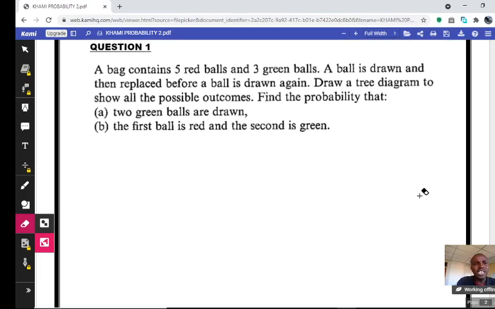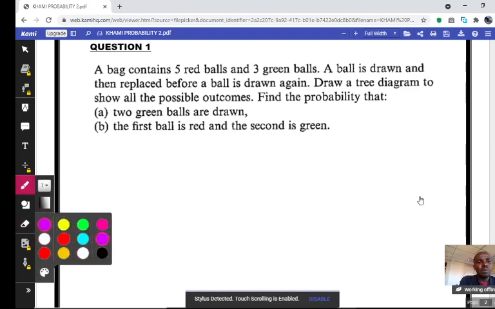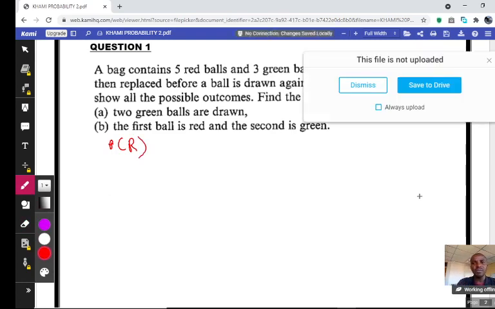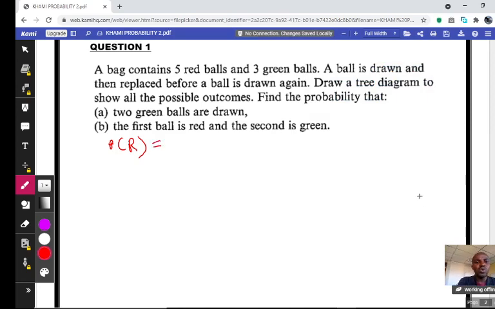Right, so the first part is saying a bag contains 5 red balls and 3 green balls. First you have to write the probabilities. So you say probability of red, we can use capital letter R to represent red balls, will be equal to 5 over the total number of balls altogether, which is 5 plus 3, equals 8. Then probability of green balls, let's use G, will be 3 over 8. Something like this.